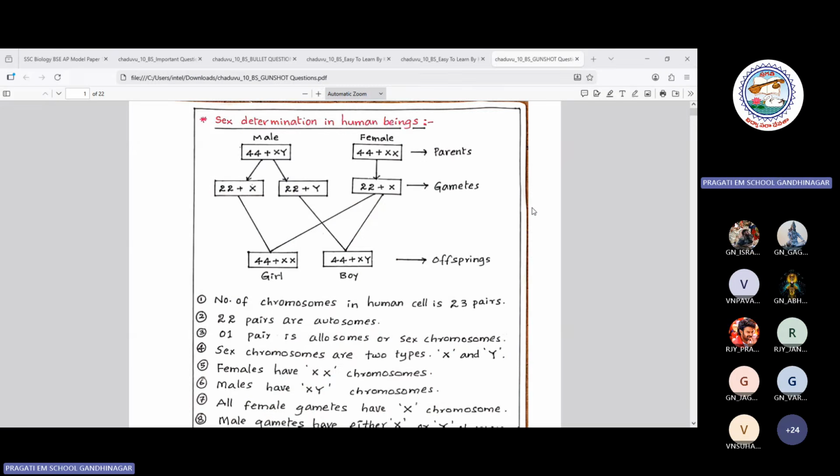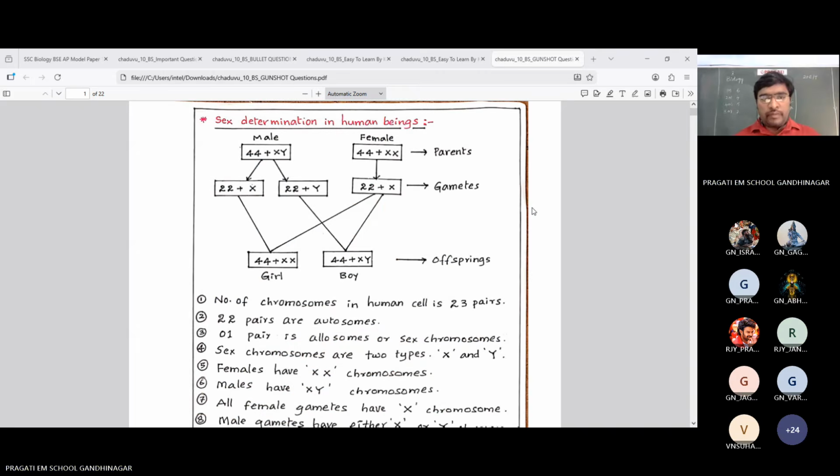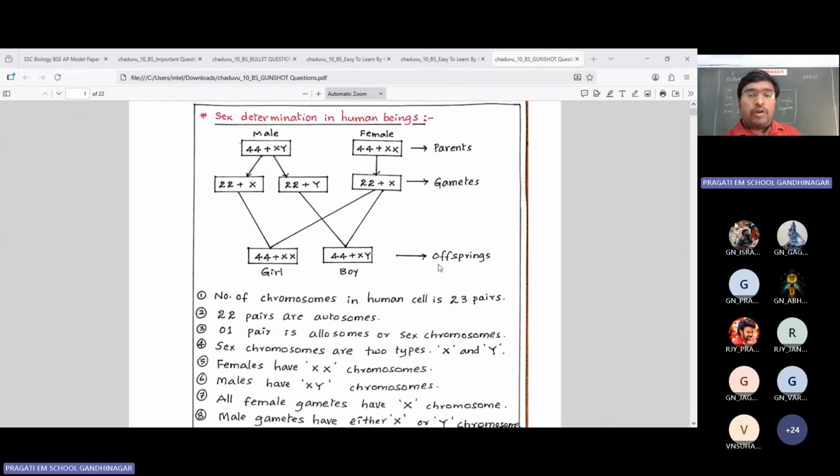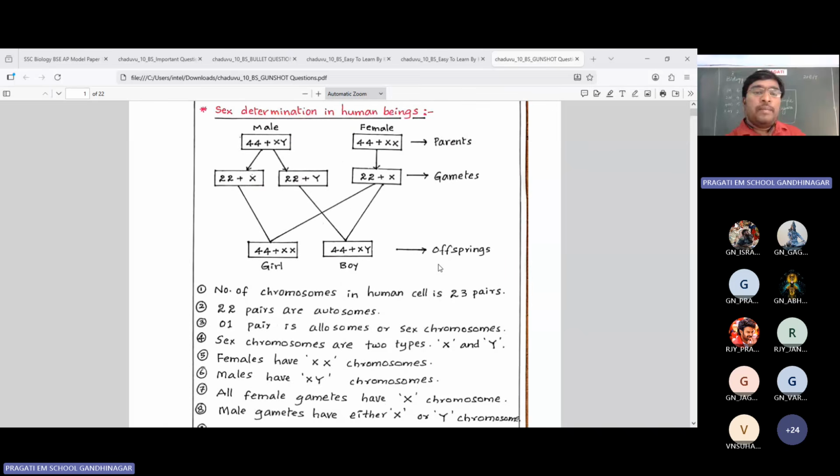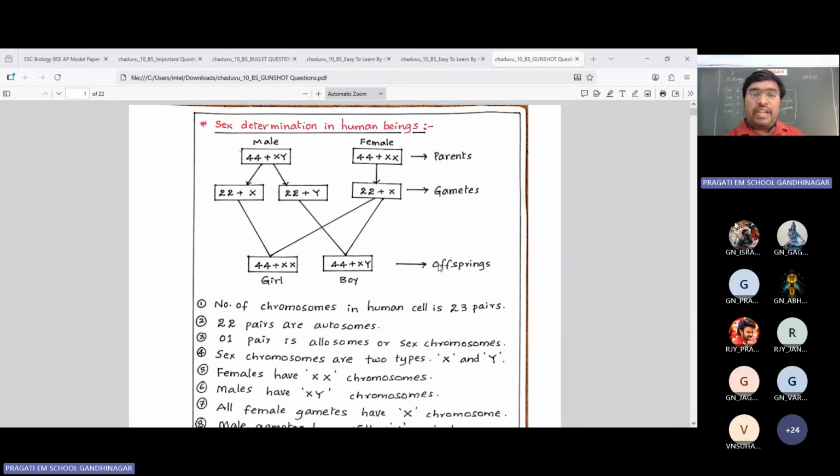In sex determination in human beings, the number of chromosomes is important. The number of chromosomes in a human cell is 23 pairs, as we know. So when you are writing a sex determination question, children, try to write a flowchart first.